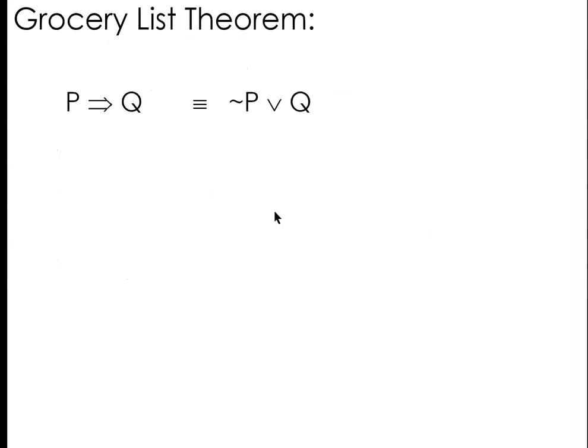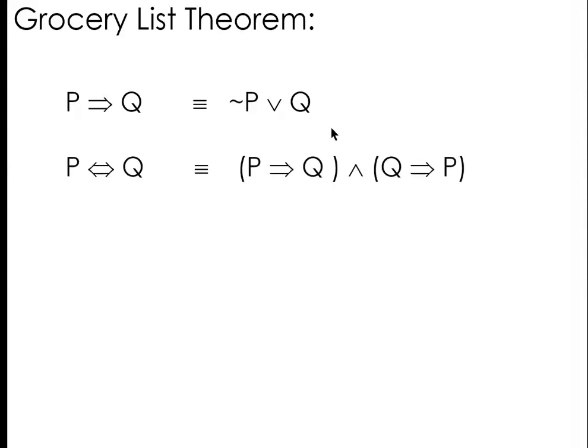Grossly-less theorem. P implies Q is the same thing as not P or Q. Okay, we said that at the beginning. If I want to say P if and only if Q, that's equivalent to P implies Q and Q implies P. So if we have to prove this, which we will later on, we're going to have to do both parts.